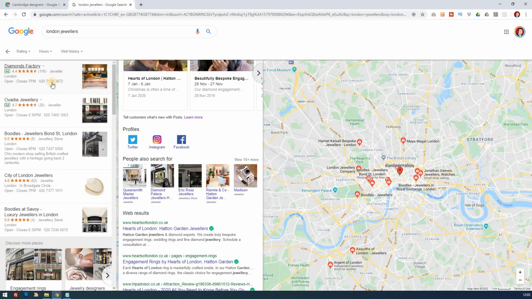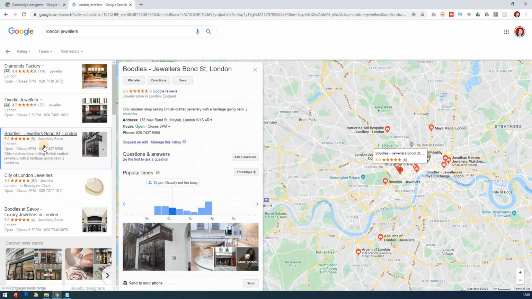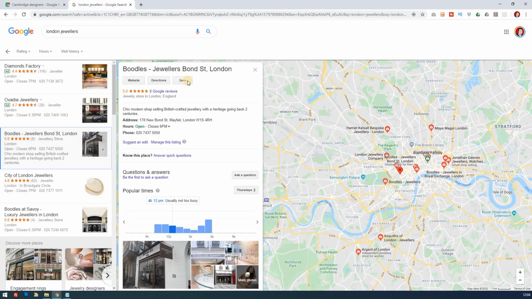So if you go to the number one, which is here, why is it so popular? Because they've given London and jewellers as part of their entrance to their business name. Now, I would say again, this is a little bit against what Google suggests. Are they known as Boodles, or are they known as Boodles Jewellers Bond Street London? And they could argue it both ways.